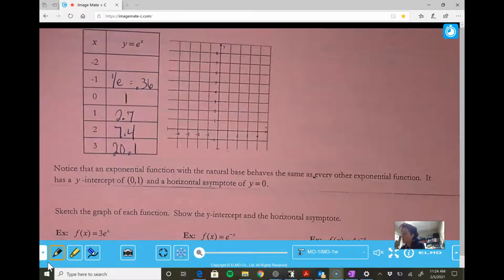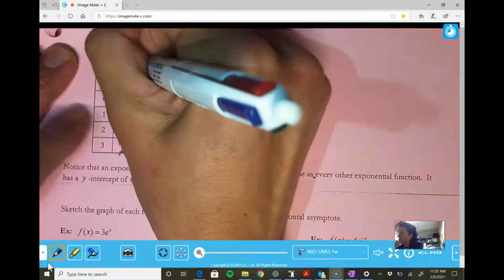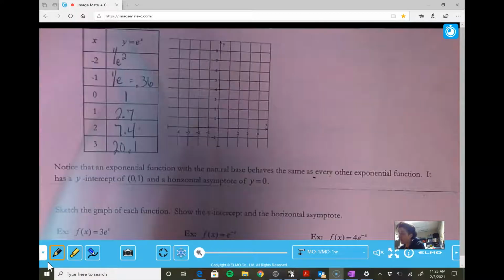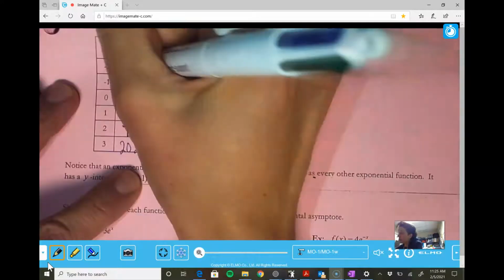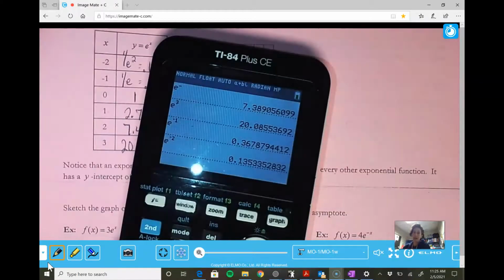0.36, and then if I do this to the negative second power, again, it just means 1 over e squared, so 1 over 7.4, because that's e squared. I get about 0.14. So yeah, if you can see, I just typed all these into my calculator.